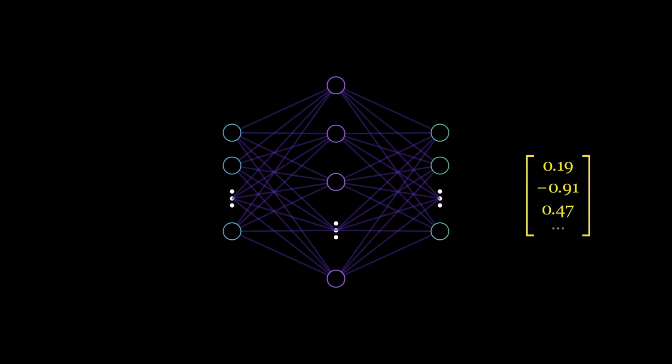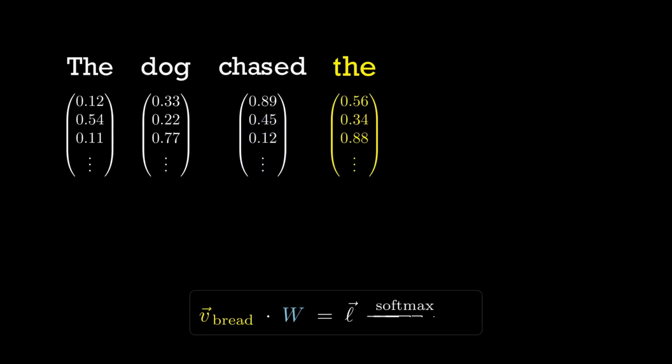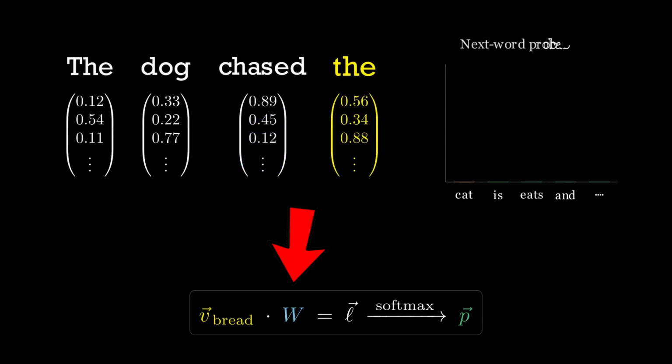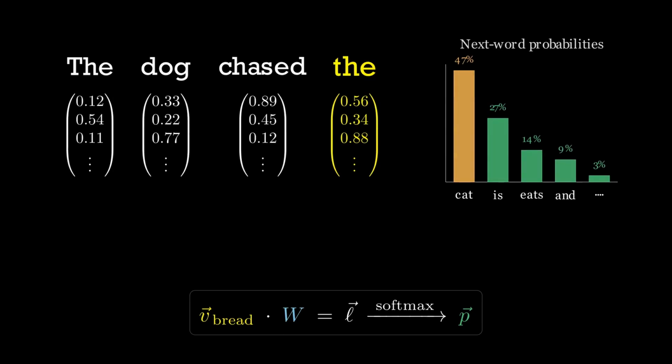To predict the next word, the final vector is multiplied by another learned matrix. This produces a probability for each word in the vocabulary. The model picks a word based on the probability and the process is complete.